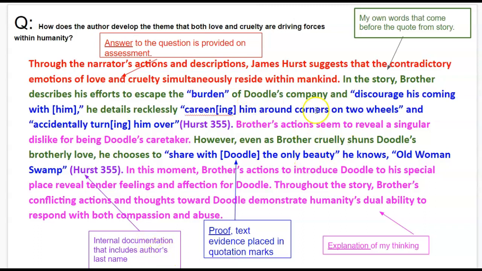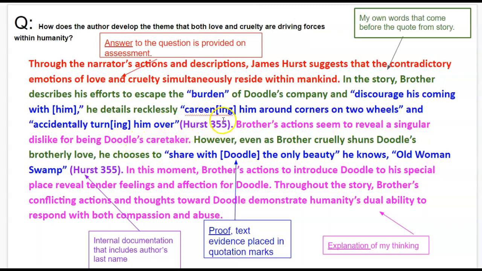Okay, so I'll read this answer. I want you to notice how we have the green words, which are my words, and then I have embedded the text evidence into my sentence, so it just flows together. In the story, Brother describes his efforts to escape the, quote, burden of Doodle's company and, quote, discourage his coming with [him]. You'll see those brackets. So I made that fit by replacing the word to him, so it would flow into my sentence. He details recklessly careening him around corners on 2 wheels and accidentally turning him over.